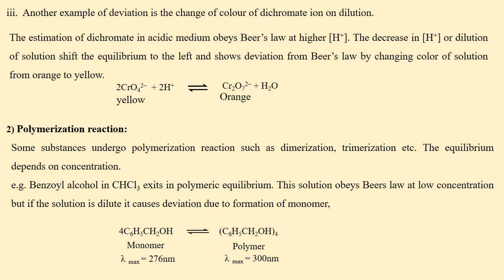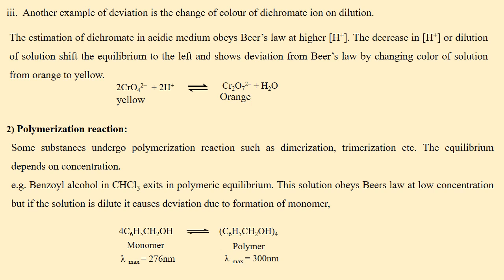An example of deviation is the change in color of dichromate ion on dilution. The estimation of dichromate in acidic medium obeys Beer's law at higher concentration. The decrease in concentration of H plus ion, due to dilution of the solution, shifts the equilibrium to the left, which shows deviation by a change in color of the solution from orange to yellow.